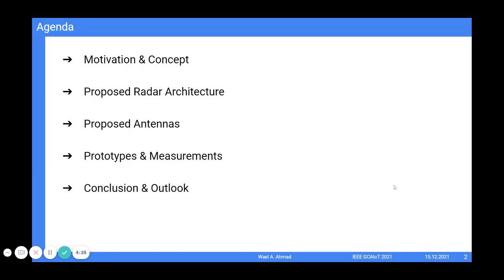After a brief introduction and showing the motivation behind this work, I will show the concept we are trying to build, and then I will discuss the architecture of the radar, and I will discuss the proposed antennas to build this architecture, and I will show the prototypes we have built and the measurements we have done before I conclude my talk.